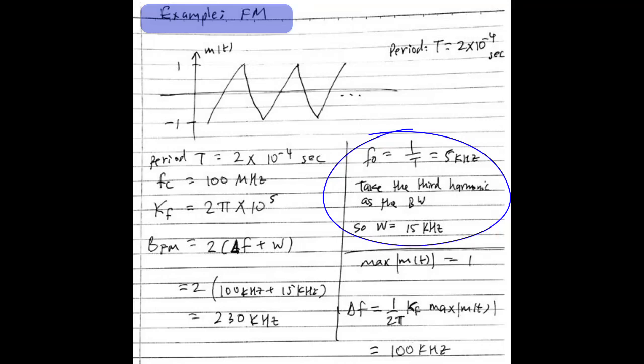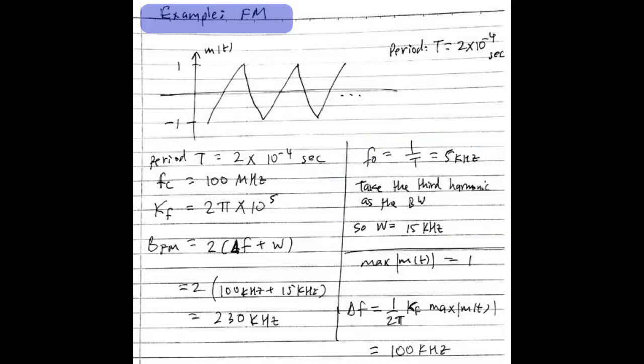Since the sinc squared drops off quite fast in frequency, we will take the third harmonic as the bandwidth. The third harmonic is 3 times the fundamental frequency, which is the first zero crossing of the sinc squared. The fundamental frequency is related to the sampling rate or the period T. In other words, the fundamental frequency or first zero crossing is at 1 over T, which in this case is 5 kilohertz. Then the approximate bandwidth is 3 times the fundamental frequency, which means the message bandwidth is 15 kilohertz.